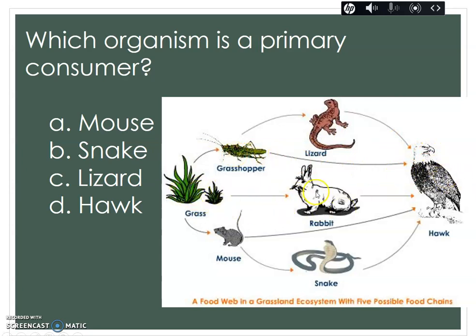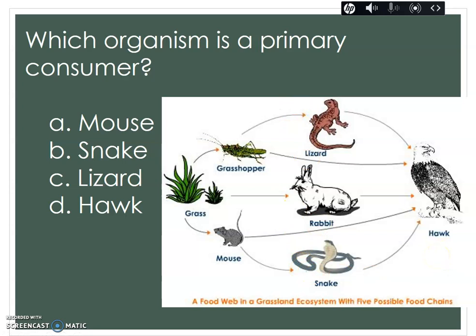Producer, primary consumer, secondary consumer. Producer, primary consumer, secondary consumer, tertiary consumer. Okay, and if you see, all the arrows lead up to this hawk. So he's at the top of the food web or food chain. He can pretty much eat anything he wants in this scenario.